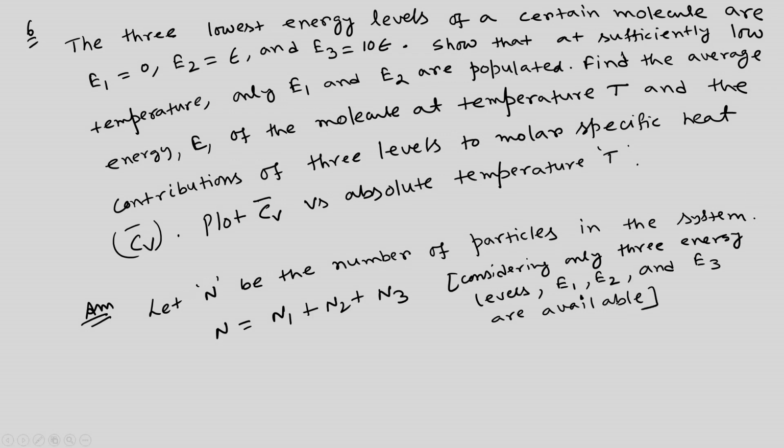So, what is N1? N1 is the number of particles in energy level E1, N2 is the number of particles in energy level E2, and N3 is the number of particles in energy level E3. Okay. And now, N2 by N1 is e to the minus epsilon by kBT, right? Because, okay, so we'll just explicitly write what we are doing here.